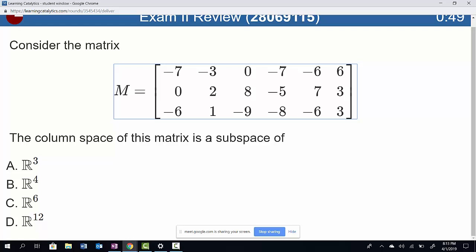All right, 12 students in learning catalytics so far, 9 responses. All right, about 40% correct here. So this is a 3×6, so the x would have to be a 6×1, and the b would have to be a 3×1. If I take linear combinations of these columns, each of the columns lives in R3. If I add a bunch of them together, I get a vector in R3. So this is going to be in R3.